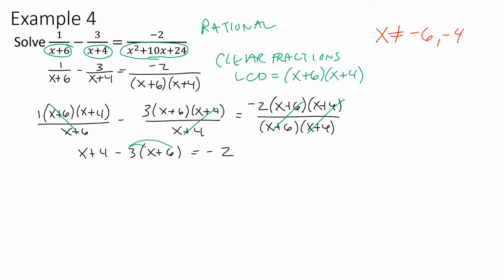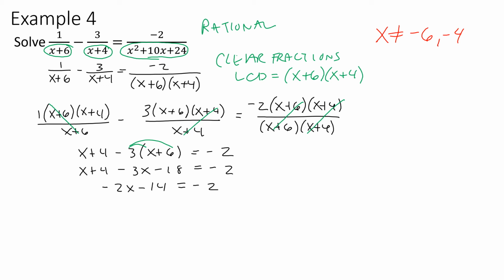So solving the equation, I'm going to distribute -3, and I get x plus 4 minus 3x minus 18 equals -2. Combining like terms on the left-hand side, I have 1x, and I take away 3 x's, so that gives me -2x. Then I have 4 minus 18, that's -14. So on the left-hand side, I have -2x minus 14 equals -2.